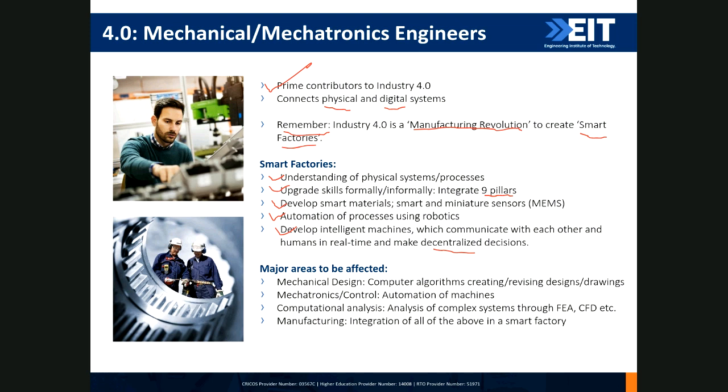And I would like to also let you know what are the major areas in these disciplines which are affected mainly. Mechanical design is a branch of mechanical or even electrical or mechatronics. That's where computers would be creating algorithms, and these algorithms would run all the design drawings and revision of drawings and stuff like that. So no humans would be needed. Mechatronics and control: if you teach a machine how to make its own decisions, you are no longer needed to actually give commands to it. It can make its own decisions.